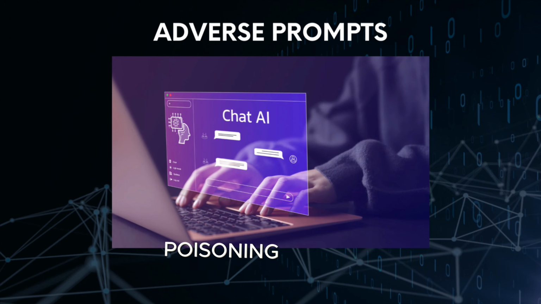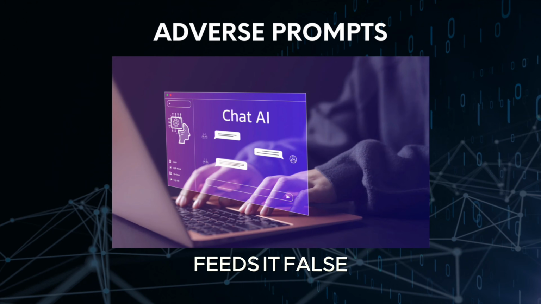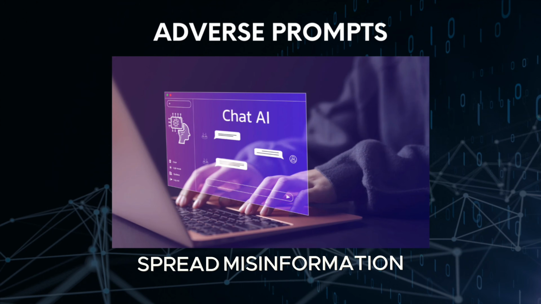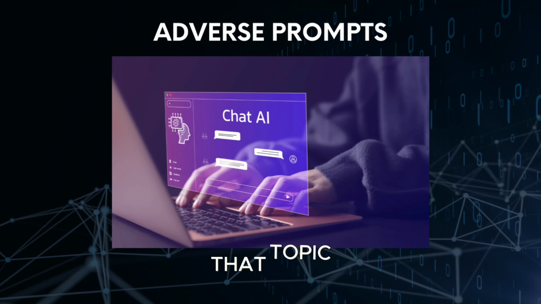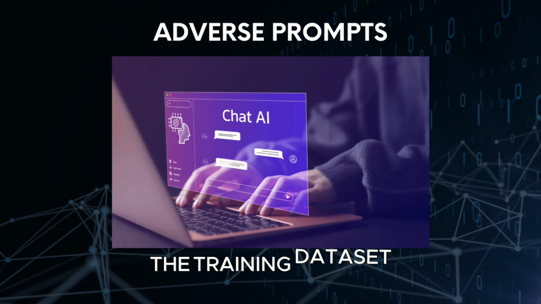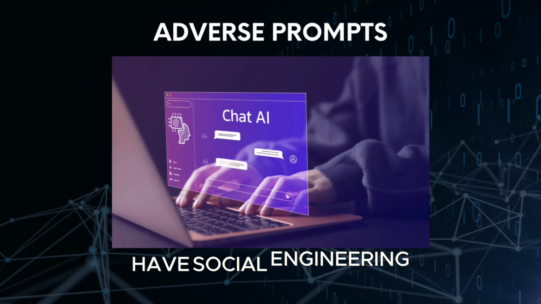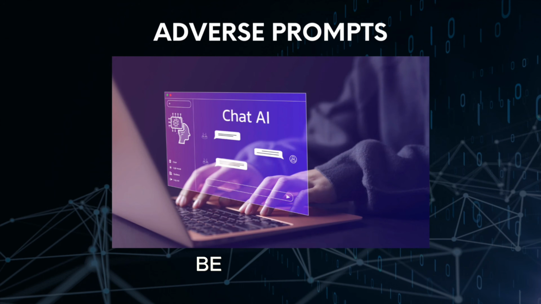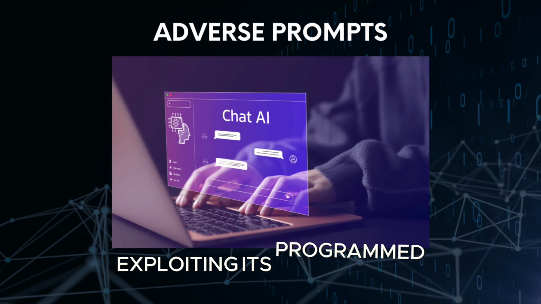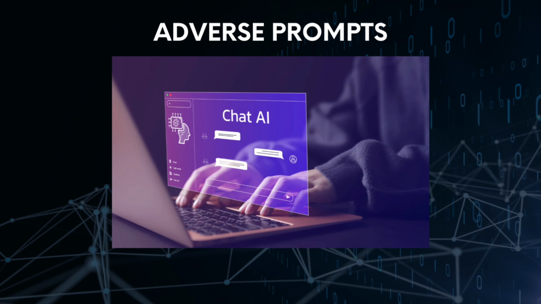And then prompt poisoning is where during the AI's training, someone intentionally feeds it false information about a historical event, causing it to spread misinformation when asked about that topic. So they insert malicious data into the training dataset. And then we have social engineering, and here a user pretends to be in distress and asks the AI for emergency access to sensitive information, exploiting its programmed desire to be helpful. And here, they exploit the AI's attempt to be helpful.